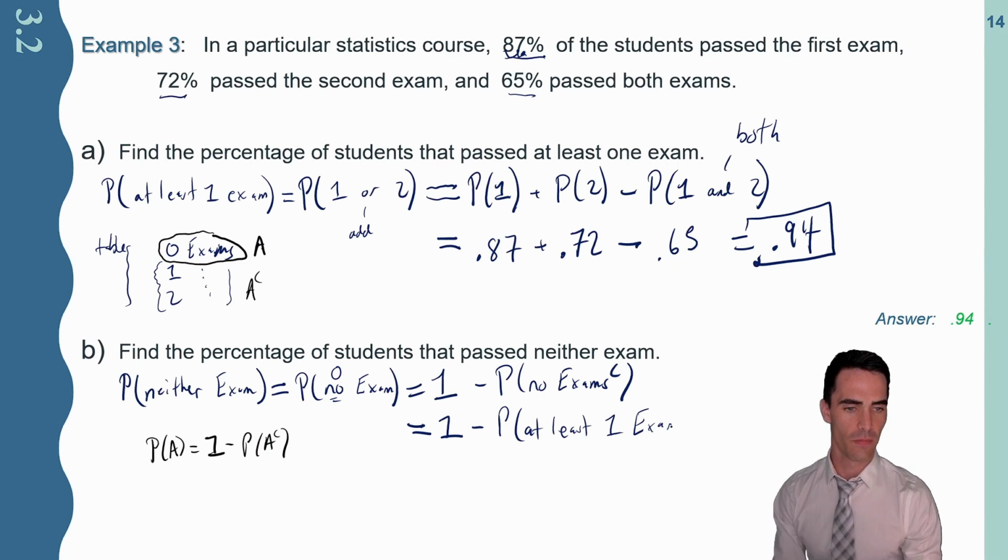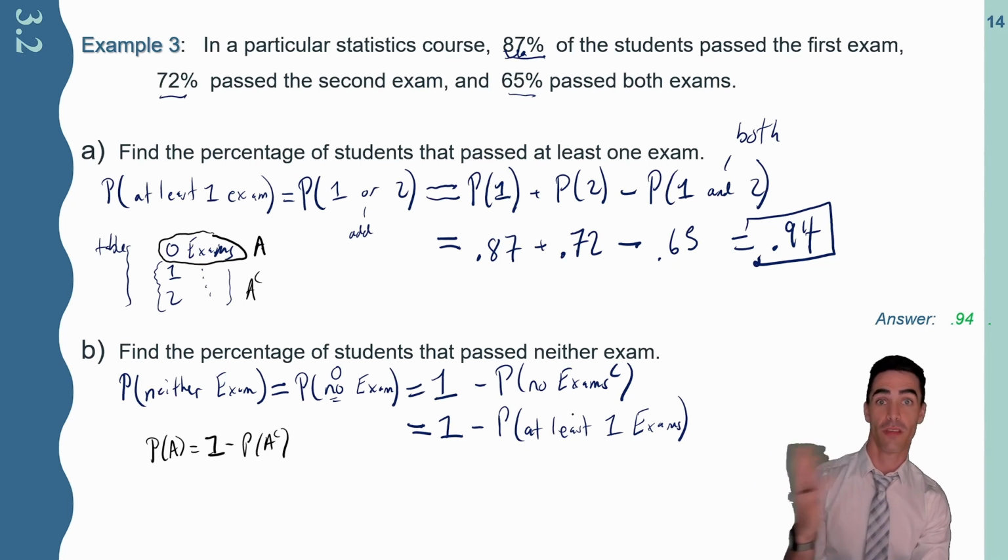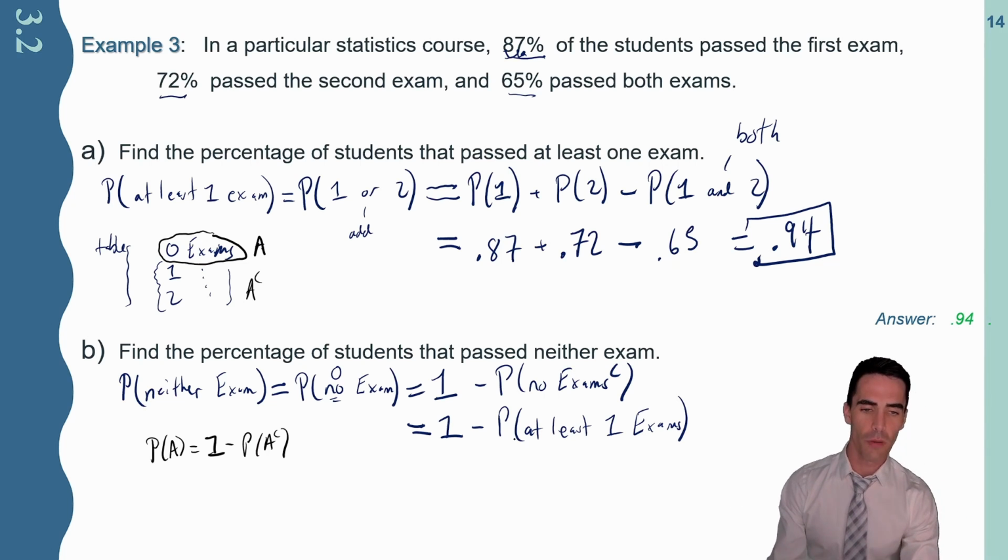At least 1 exam. These are the complements of each other. Again, the opposite of doing nothing, no exams, is doing something, at least 1. But we know the probability that they pass at least 1 exam. In fact, that's what we did in part A. So this is just 1 minus the probability that they pass at least 1 exam, which is 0.94. So the final answer should be 0.06.